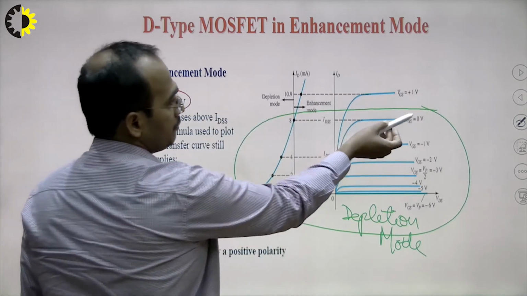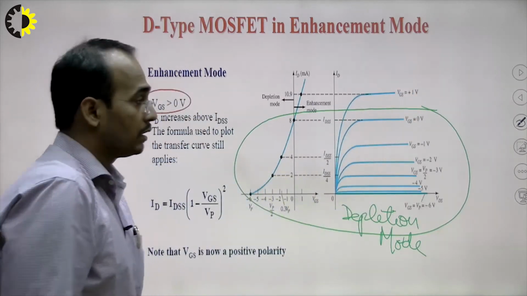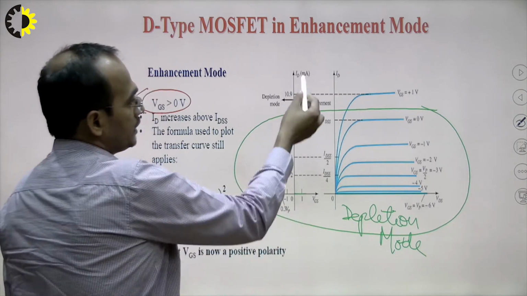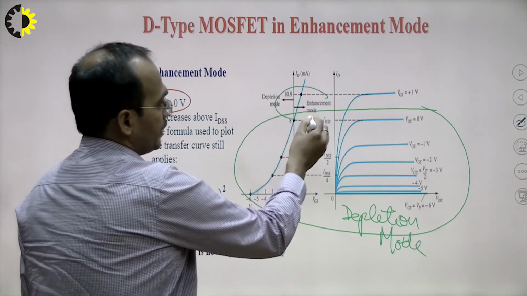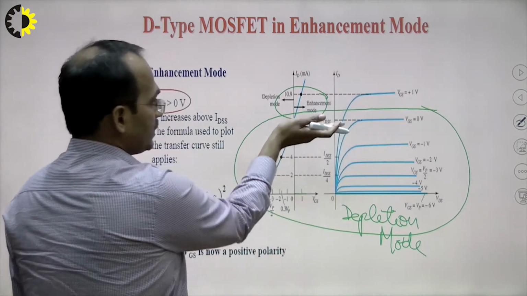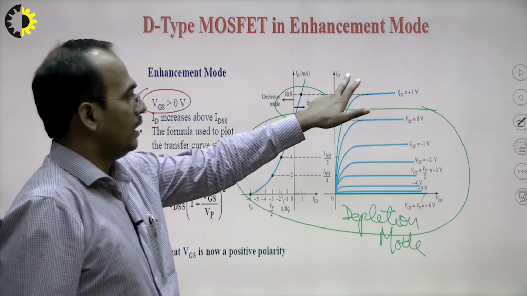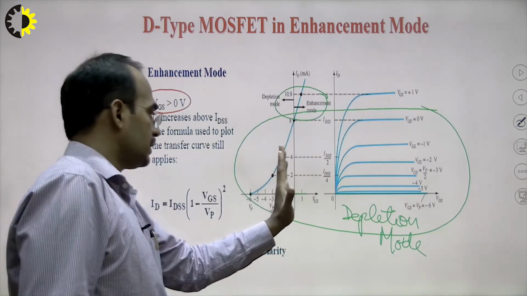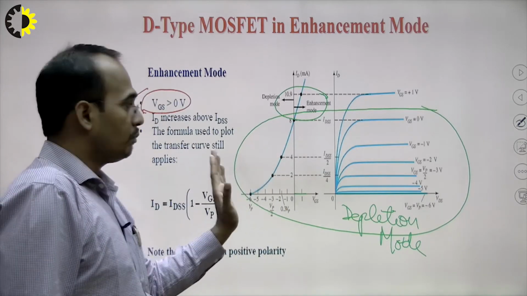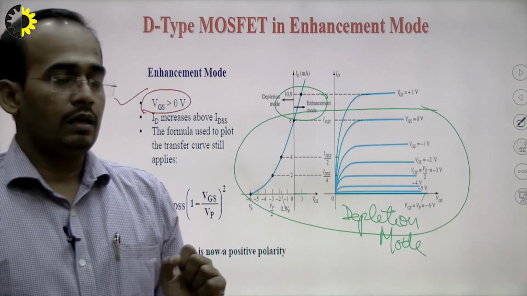So, when I increase the VGS in the positive direction, it will cross the value of IDSS and the drain current will increase. Similarly, when I take VGS positive, the drain current will increase, so the transistor is operating in enhancement mode. Above the region where ID is equal to IDSS, the transistor is operating in enhancement mode, and if VGS is less than 0, or negative, then the transistor is operating in depletion mode, and if we are taking VGS positive, then the transistor is operating in enhancement mode.